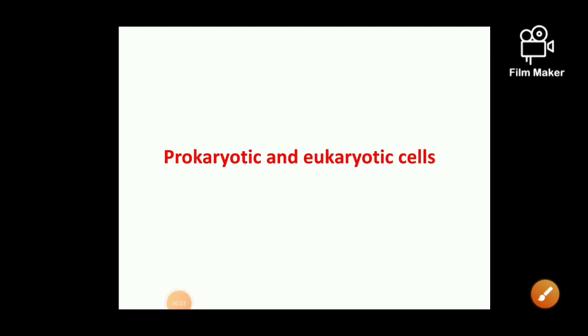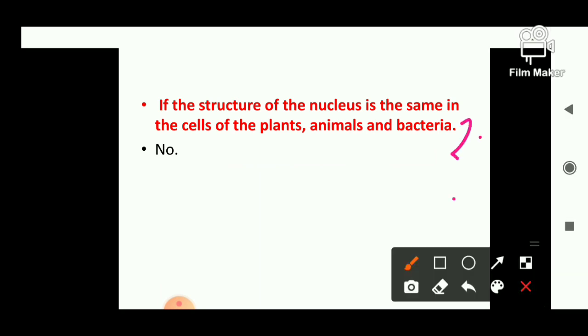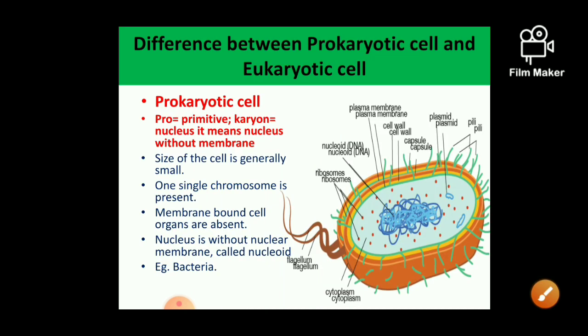Okay, let's start today's session with the topic prokaryotic and eukaryotic cell. Besides this topic, we will also discuss the differences between the animal cell and plant cell. Okay, let's start. There is a question. If the structure of the nucleus is same in the cells of plant, animals, and bacteria, then the answer is no. It is not same. Now see how.